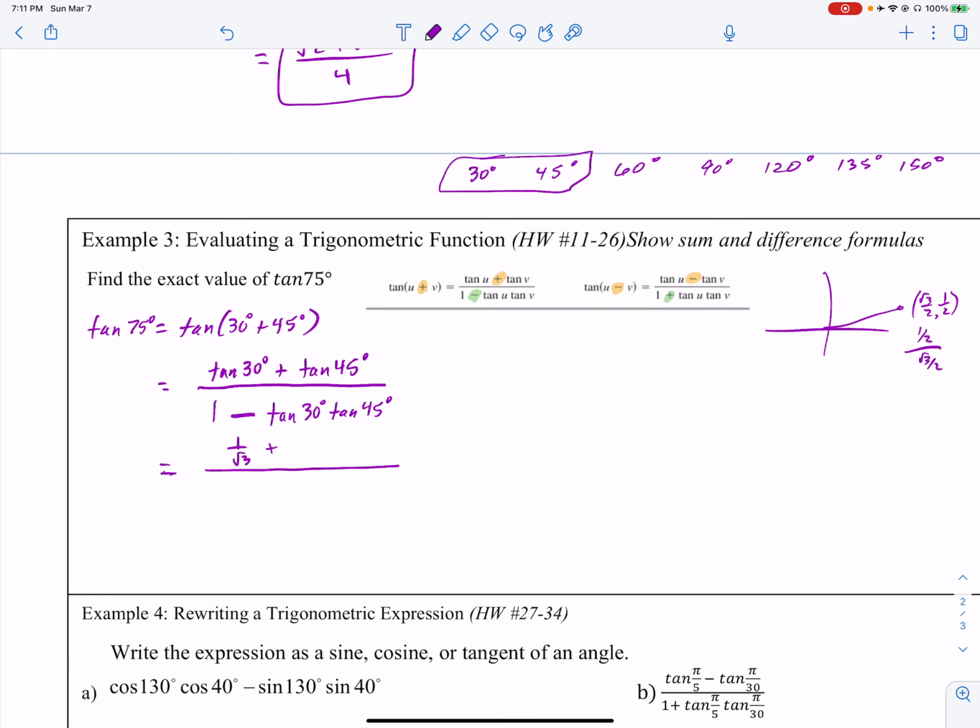And tangent of 45 degrees, I always go, that's the nice one. It's 1 because at 45, x and y are both root 2 over 2. Sorry, that's kind of small, but you should know what it is.